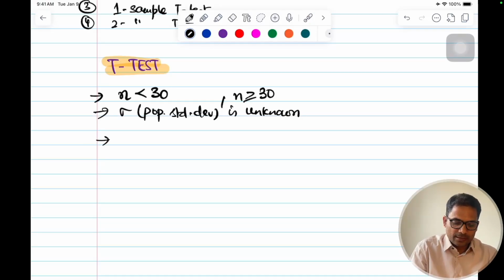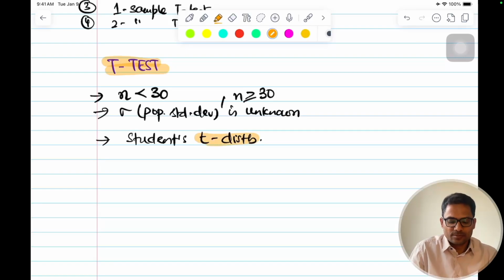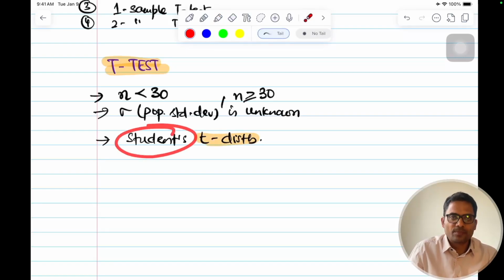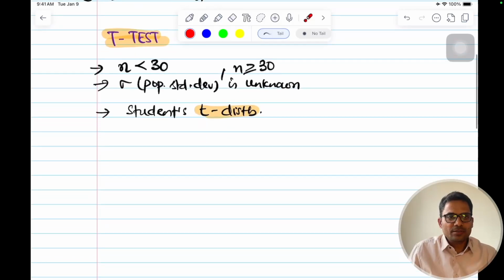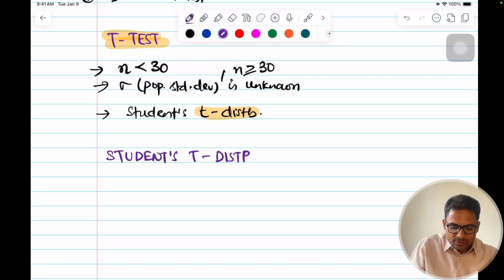Another thing is that the underlying distribution is called the t-distribution, or specifically the student's t-distribution, and I'll discuss why the name student also. So let's discuss the student's t-distribution. What is this distribution about? The short form is t, that's what I use.